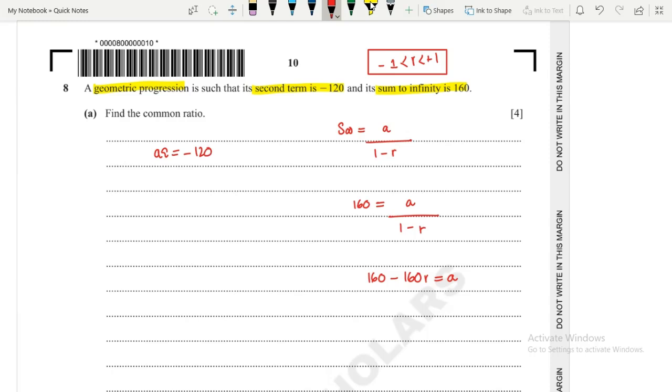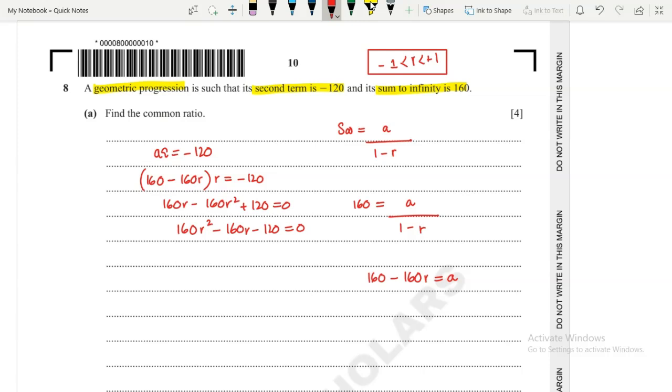Okay, so if this is equal to minus 120, what we can do is simply substitute the a we have found into this equation. So it will become 160 minus 160r, into r, is equal to minus 120. It comes out to be 160r minus 160r square, and the minus 120 will come to the left hand side to become positive. Let's make the highest power positive, so it becomes 160r square minus 160r minus 120.